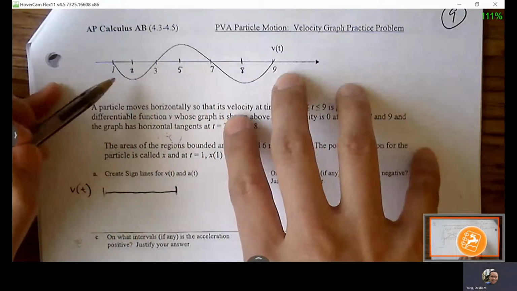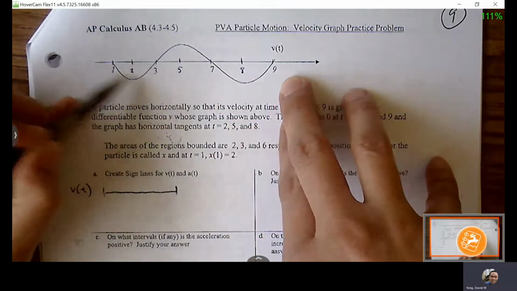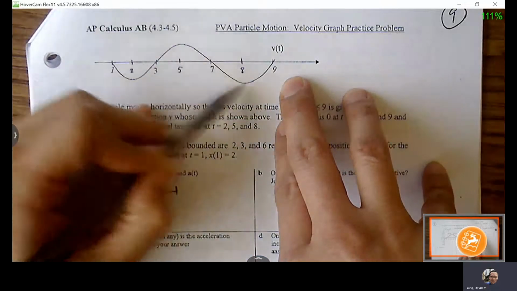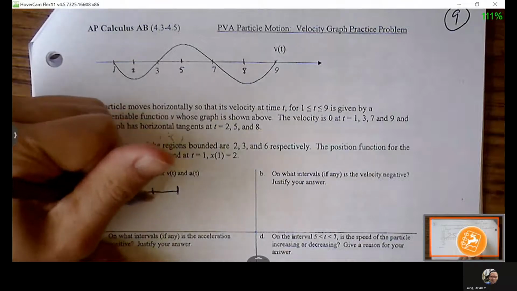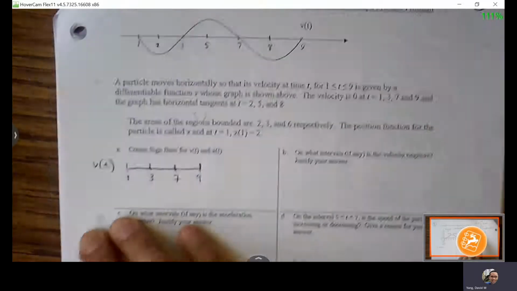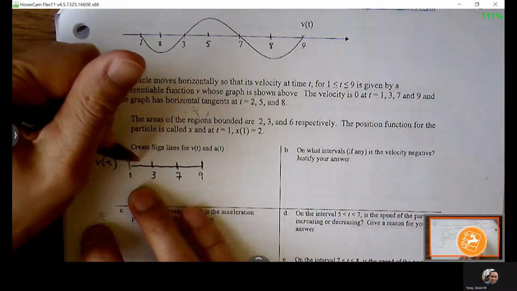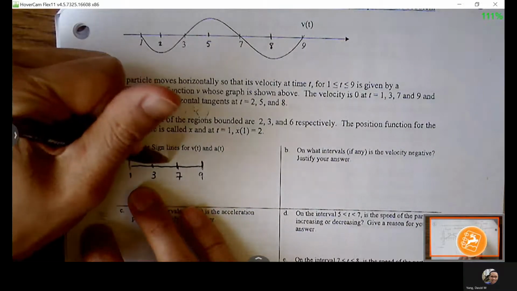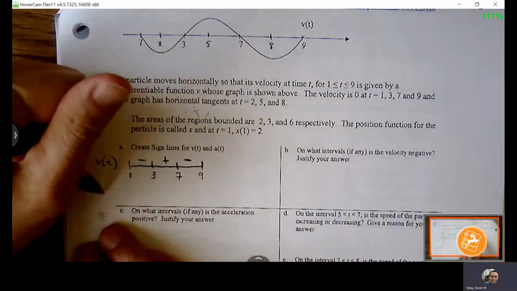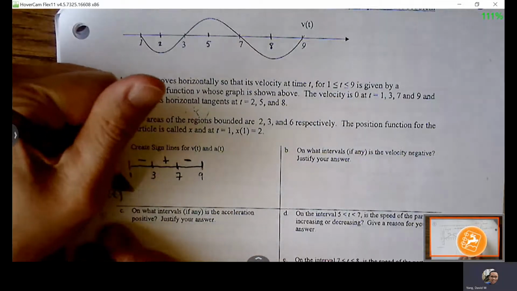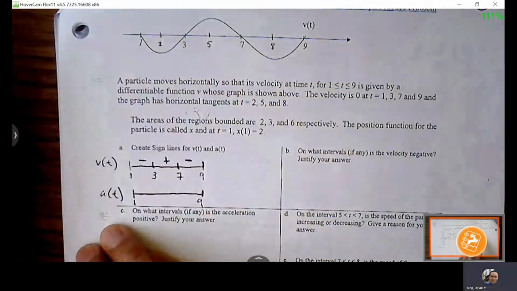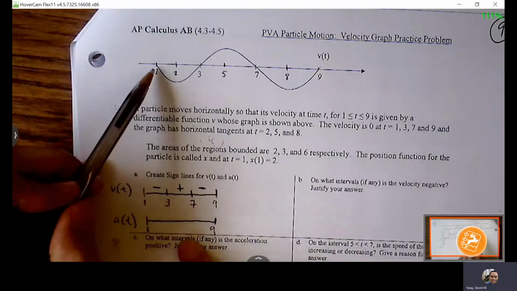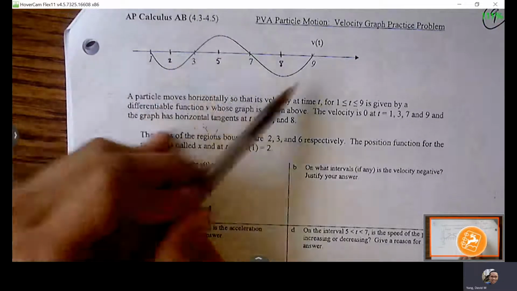So this is the velocity graph. So this is negative velocity, positive velocity, negative velocity. Critical points is where velocity is 0. Okay, acceleration is the slope of velocity, or the rate of change of velocity. And now we look at the slope, right? So the critical points for acceleration is where the slope of velocity is 0. So 2, 5, and 8.